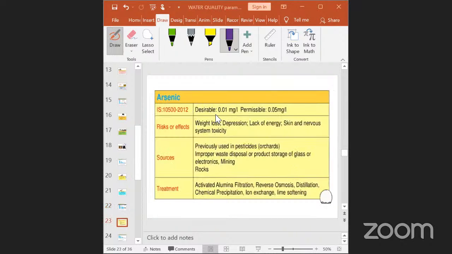Arsenic: the desirable limit is 0.01 and 0.05 is the permissible limit. It affects weight loss, causes depression, lack of energy, and skin and nervous problems. Sources are previous use in pesticides and improper waste disposal. Treatments are activated alumina filtration, RO and distillation, chemical precipitation, ion exchange and lime softening. So these are the treatments.